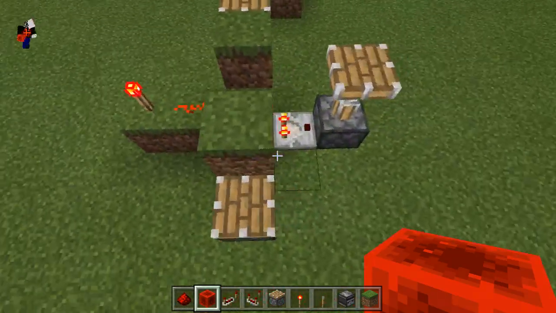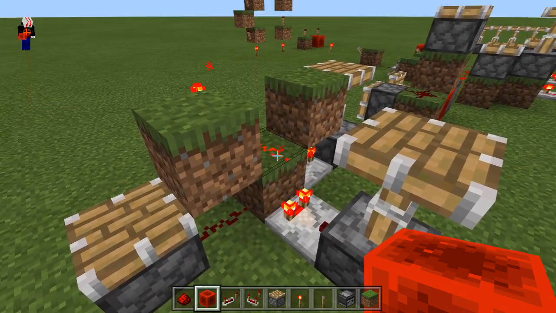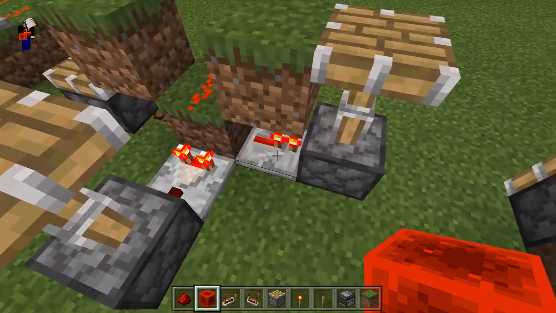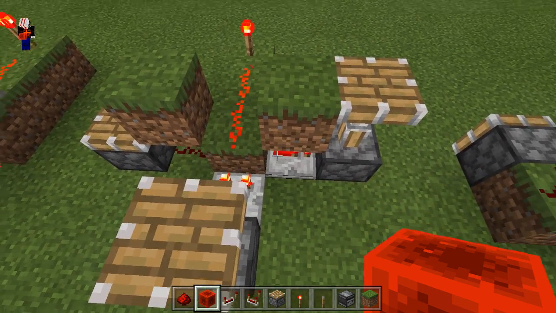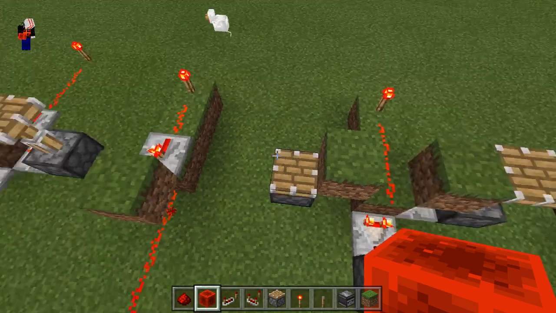A block will also be soft powered if redstone is above it. So this block here is being soft powered by the redstone above it, which means this comparator is picking it up, this repeater is picking it up. I just added the block there to show you that the redstone isn't somehow connecting straight to it. But as you can see, this redstone is unpowered.